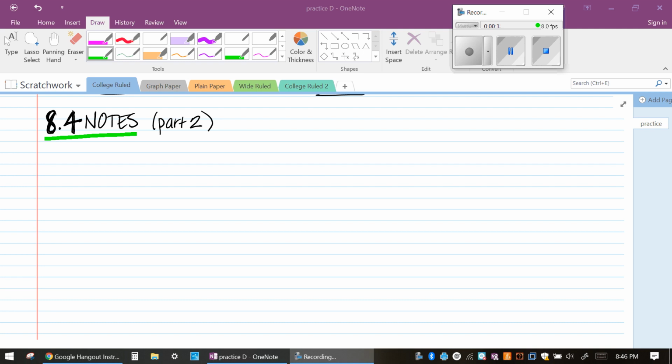Today we are going to start talking about the second part of Lesson 8.4. And the notes today are solving quadratic equations by factoring. But again, this is part 2.